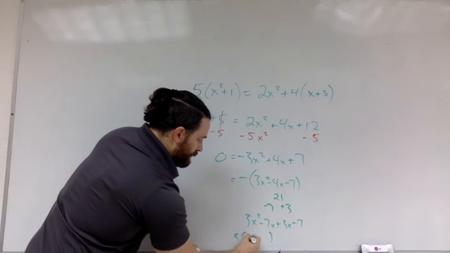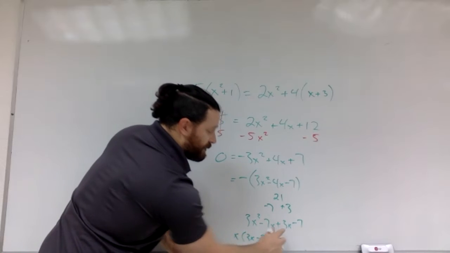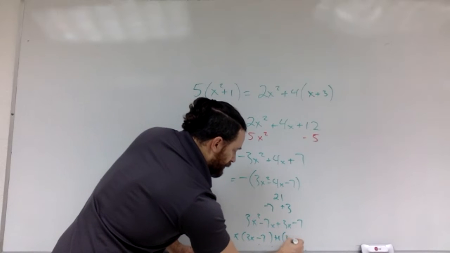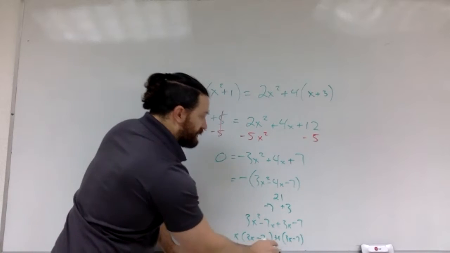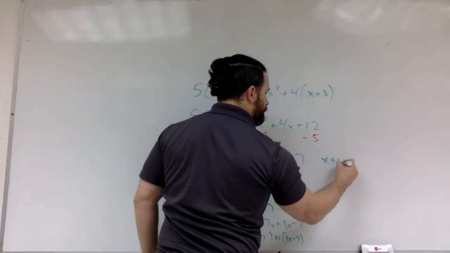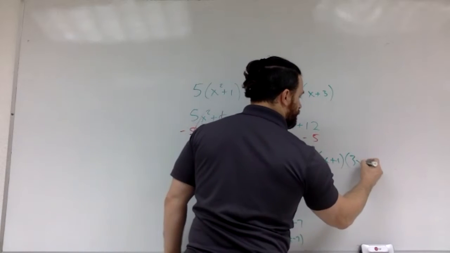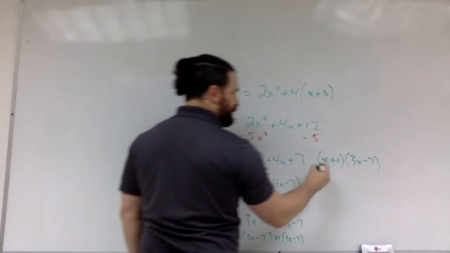Take out the x, I'm left with 3x minus 7. Here I can't take anything out, so we just take out a 1. So I put plus 1, and I get 3x minus 7. So my binomials are going to come out x plus 1 and 3x minus 7. And we also took out a negative in the beginning, so we'll keep that negative there.